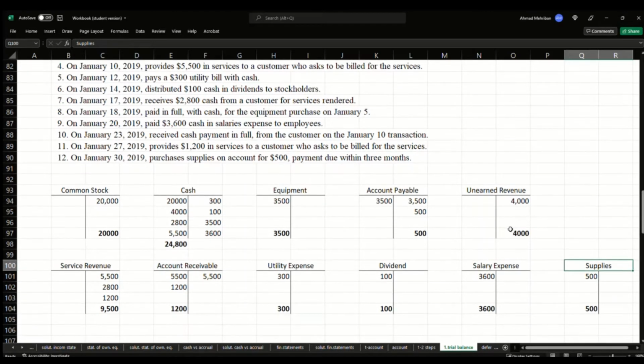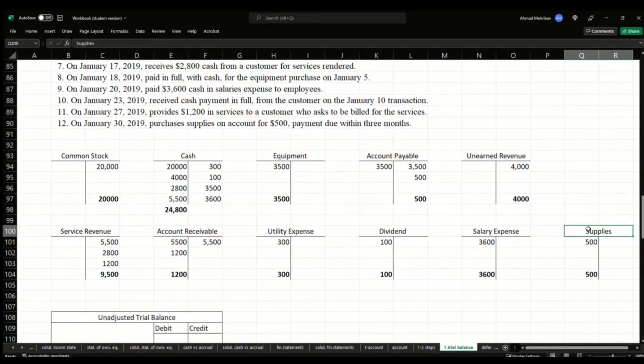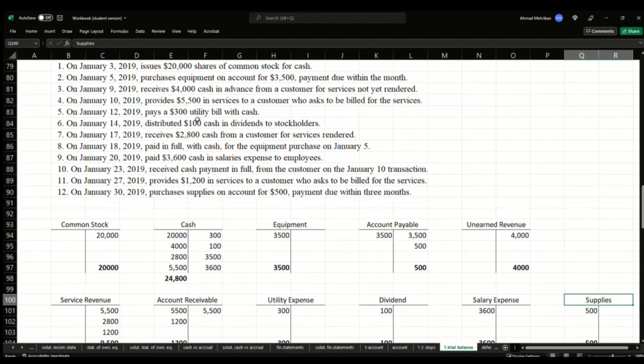So let's say that if it was a printing company, the supplies would be, for example, paper and maybe ink, right? So these are the supplies, but once they are used and provided as a service, we need to report the reduction in those supplies. And in case of the unearned revenue, originally we receive $4,000 in cash in advance from a customer for service that has not been provided yet.